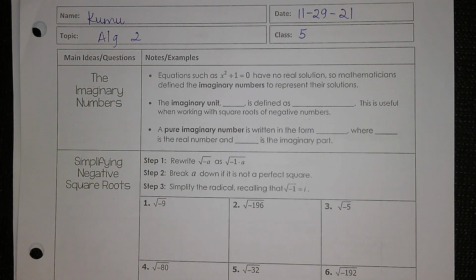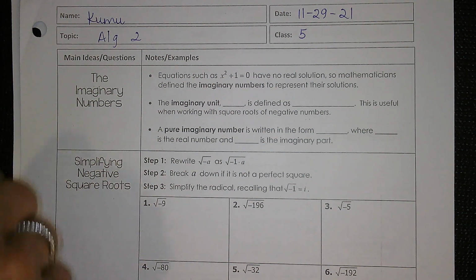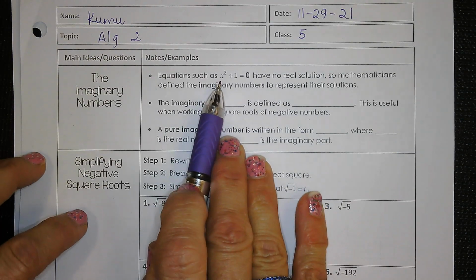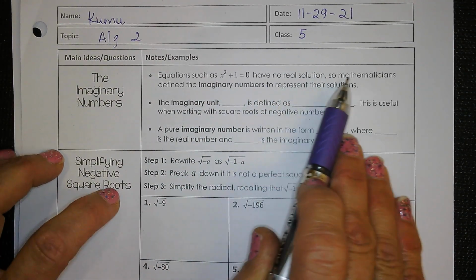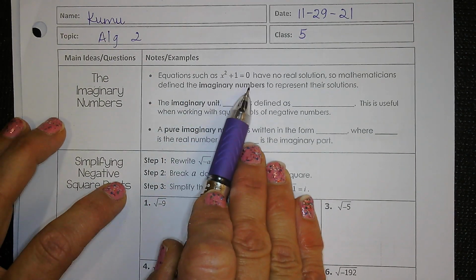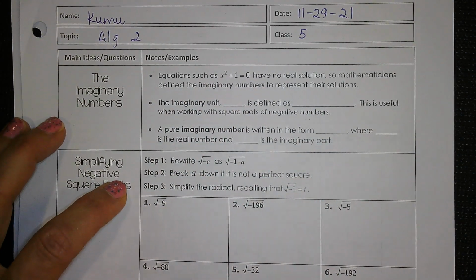We're going to start by introducing what's called the imaginary numbers. And the nice thing about this is it's called i. So equations such as x squared plus 1 equals 0 have no real solution. So mathematicians define the imaginary numbers to represent their solutions.